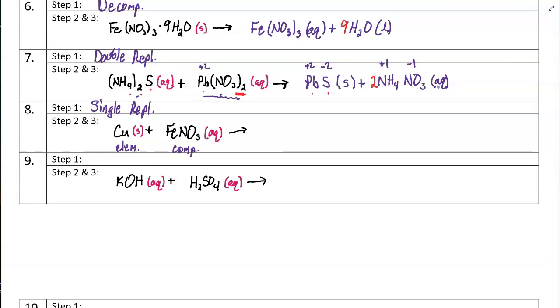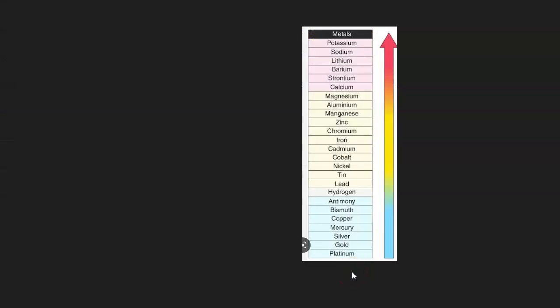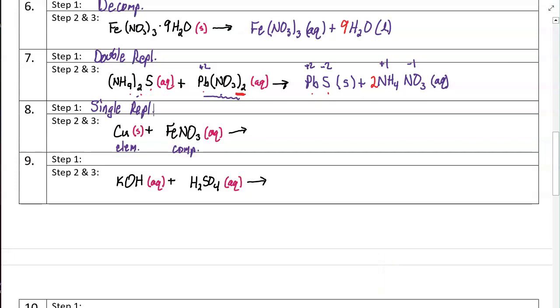We have to look at the activity series. We want to know, is copper higher than iron? Here's iron about right in the middle of this chart, and here's copper closer to the bottom. Copper is not higher on the chart than iron. The copper cannot replace the iron in its attractions to the nitrate. This is no reaction.